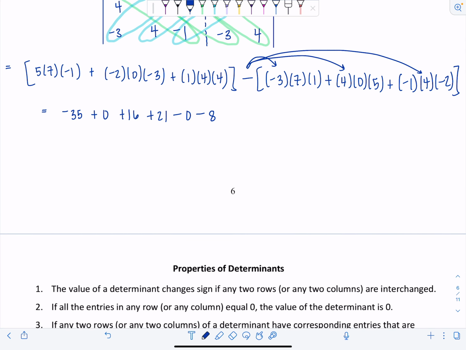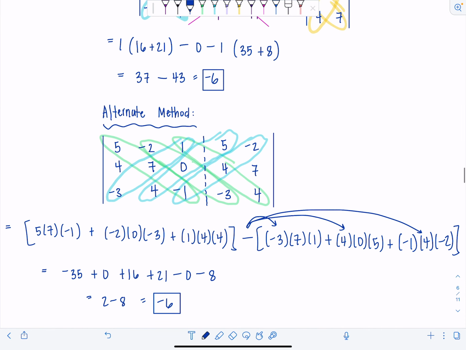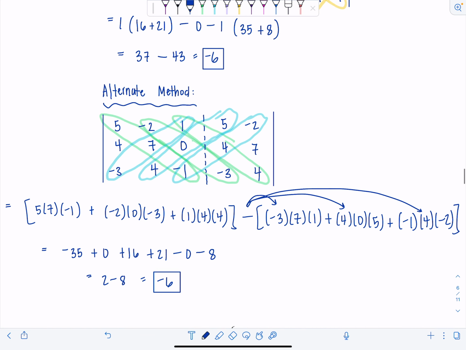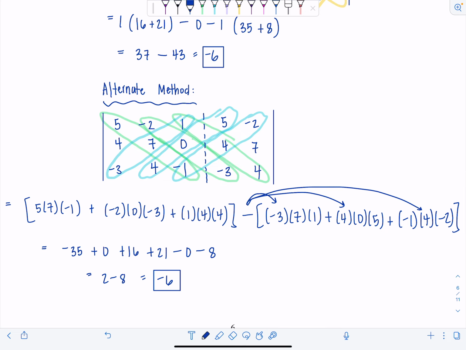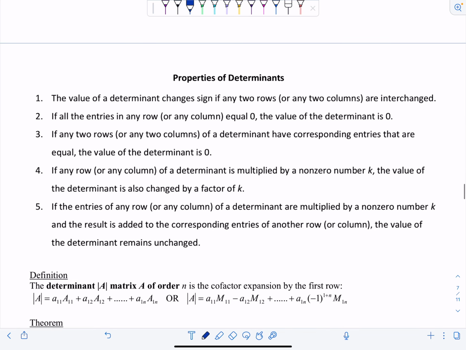And 16 and 21, that's 37. 37 minus 35, that's 2 minus 8, -6. Same result as other method. Which one do you think was easier? I think this alternate method, right? You can just kind of zone out and do those diagonal products. Anyways, when I was in school, they didn't show that to me. I learned that later in life. So use both methods, depending on whatever preference you have.